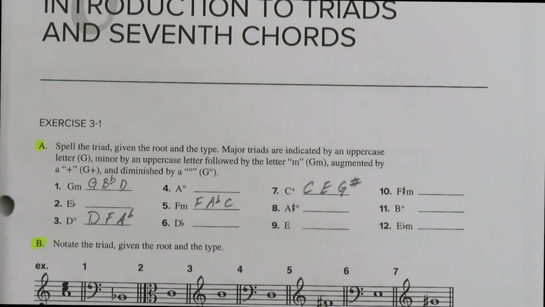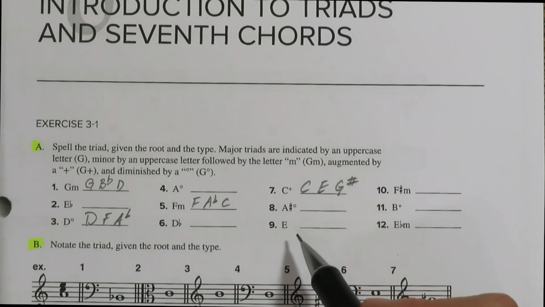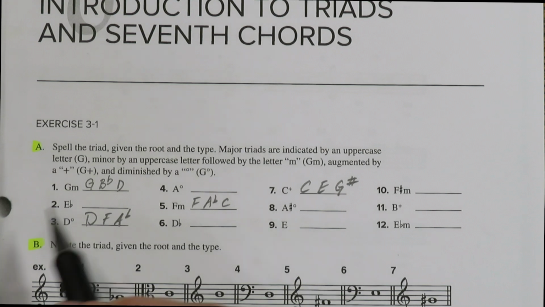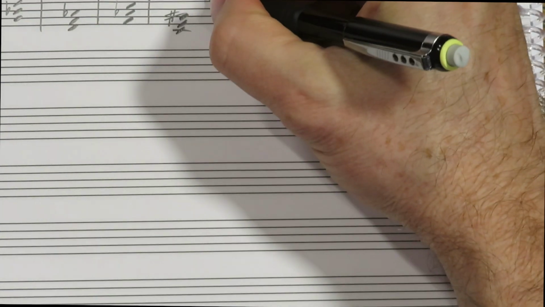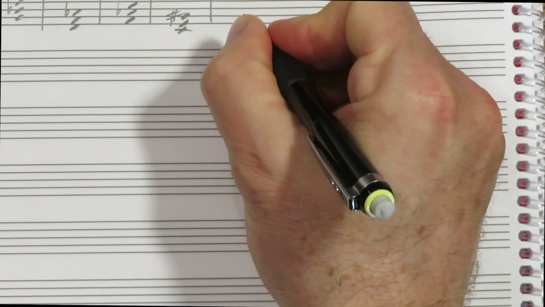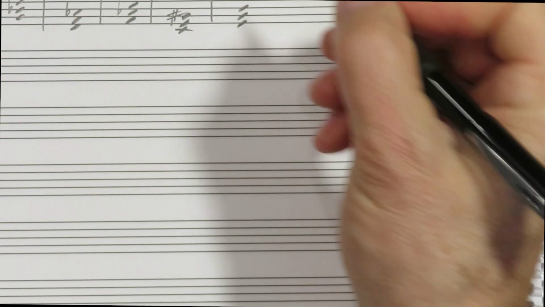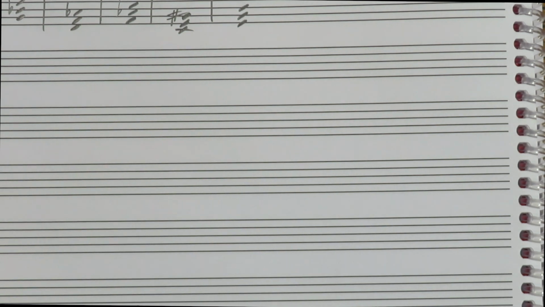Okay. Here we have E. So we know that that's E major. Okay, it's just a capital letter, the chord symbol. All right. So let's build our snowman. E, G, B. Okay. So is that E major?